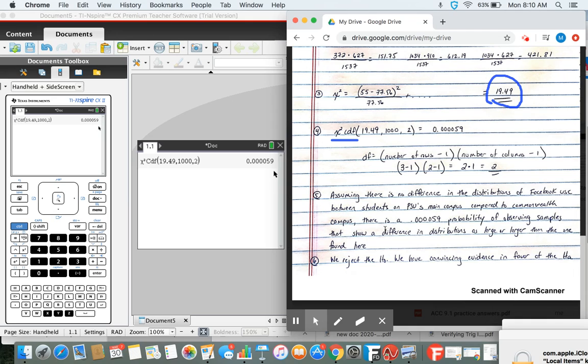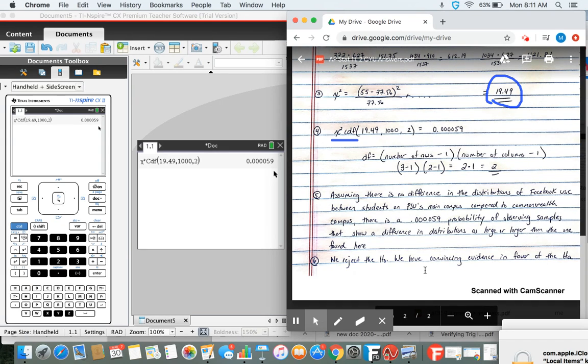Part 5 asks us to interpret the p-value. Now, just remember, interpreting the p-value is different than the conclusion. Assuming there is no difference in the distribution of Facebook use between students at Penn State's main campus compared to their Commonwealth campus, there's a 0.00059 probability of observing samples that show a difference in the distribution as large or larger than the one found in this particular sample. Okay.